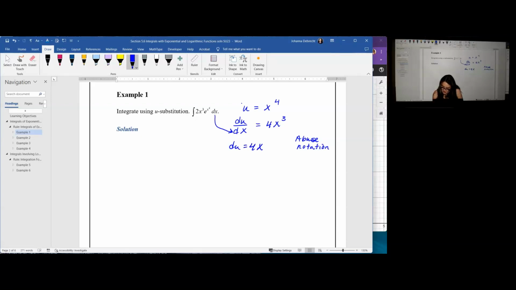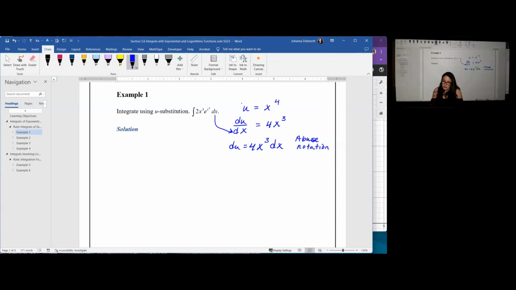4x cubed dx. Now, what you do from here, of course, depends upon the way that your brain operates and how you think. You can either solve for just the differential dx and do a substitution for dx in the original integral, or you can look at the original integral and recognize that you have x cubed dx, but not the 4, and you could solve for x cubed dx and then substitute for that part. This is totally a matter of preference.